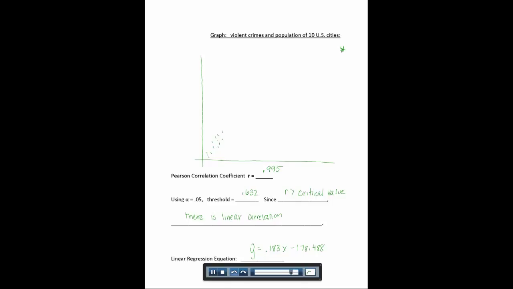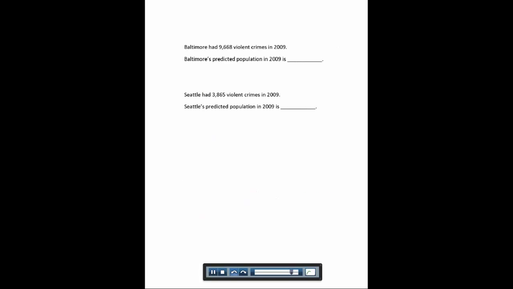So it said Baltimore had 9,668 violent crimes, and we want to predict their population. So we would take 0.183 times the violent crimes, 9668, minus 178.488. Now here we get 1590.756. Now remember, these were in thousands, so if we want the actual population, we multiply this by 1,000, and we get the population approximately is 1,590,756. So just over 1.5 million, or almost 1.6 million.